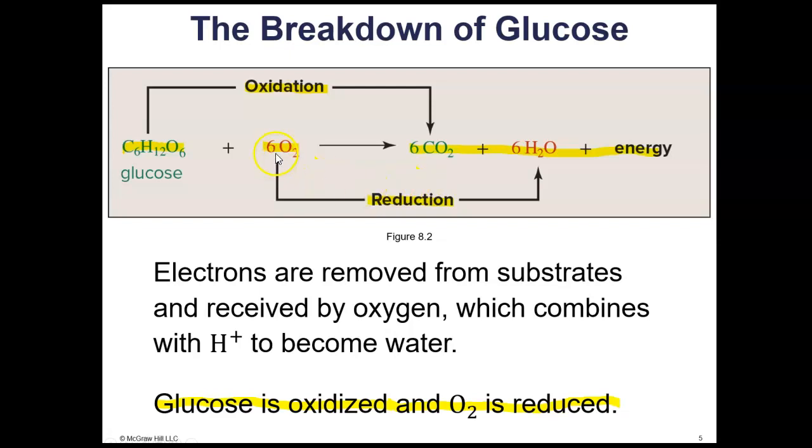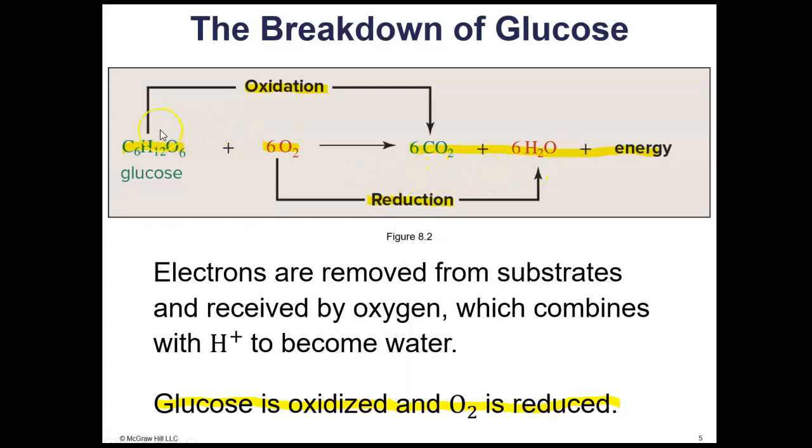And then the reduction is the gain of electrons, and how we see it in this chemical reaction is we see the gain of hydrogen atoms. So the electrons are located in the hydrogen atoms. So this oxygen molecule is reduced to water because it has gained 12 atoms of hydrogen. And it's 12 because there's 2 hydrogens in water, and then 6 times that gives you 12.